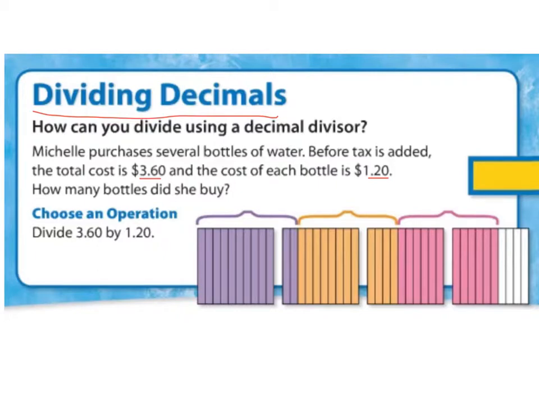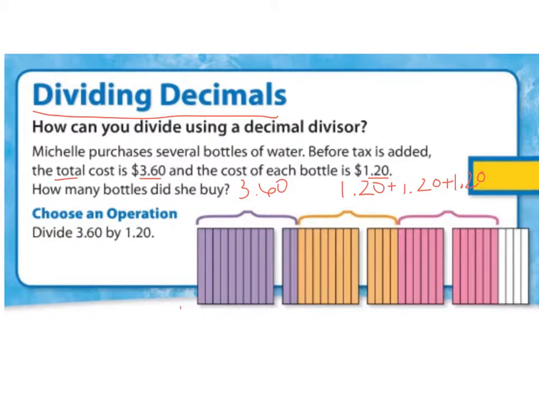Well, really, since the total cost is $3.60, and I see they use the word total, if you tried to see how many $1.20 adds up to $3.60, you would get the same answer here. But dividing is another way to do it. How many can I split that into? How many $1.20s can I fit in there?